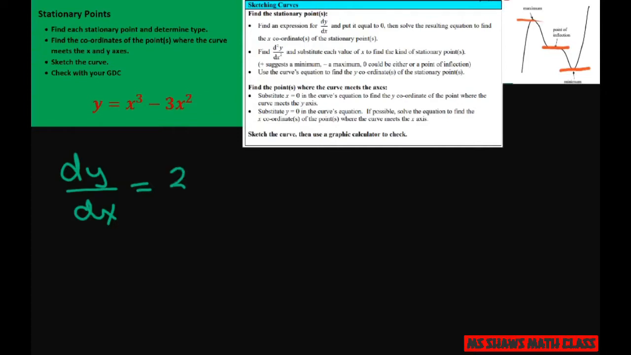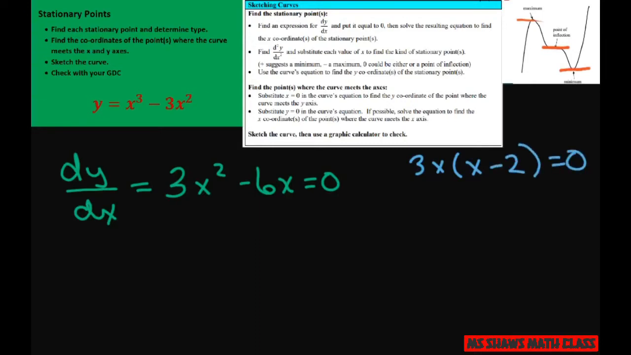So this is going to be 3x squared minus 6x. Set this to 0, and you're going to get, let's factor out a 3x, and we'll get x minus 2 equals 0. So our x values, if you set this to 0, we get 0. 3x equals 0, and set this to 0, we get 2.